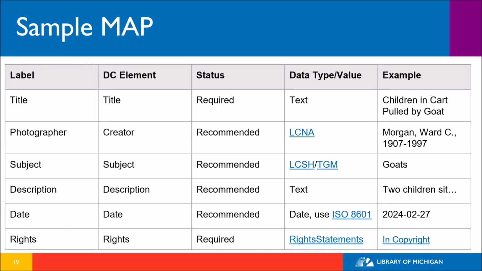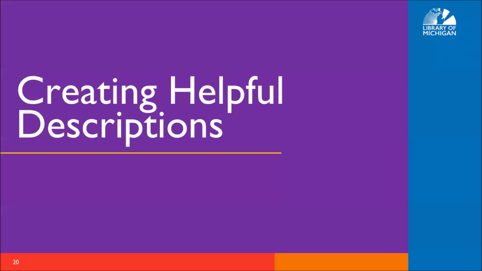So with a map to guide you, you should have a great foundation in place for this next step, which is the fun part. This is actually creating metadata for your digital collection. So we have our map in place, and I want to get you thinking now about how to best use that map to create descriptions that will be helpful for your users and enable them to find and understand the items in your collection.